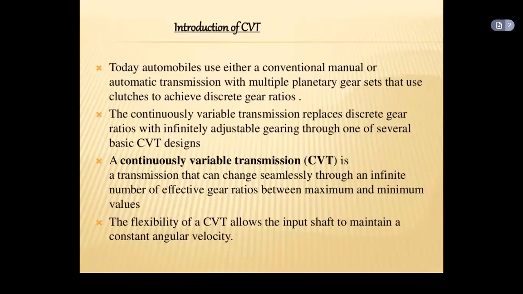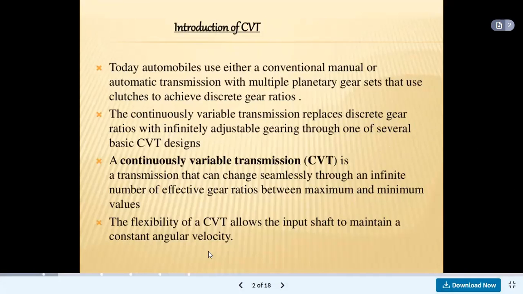A continuously variable transmission is a transmission that can change seamlessly through an infinite number of effective gear ratios between maximum and minimum values. The flexibility of a CVT allows the input shaft to maintain a constant angular velocity.